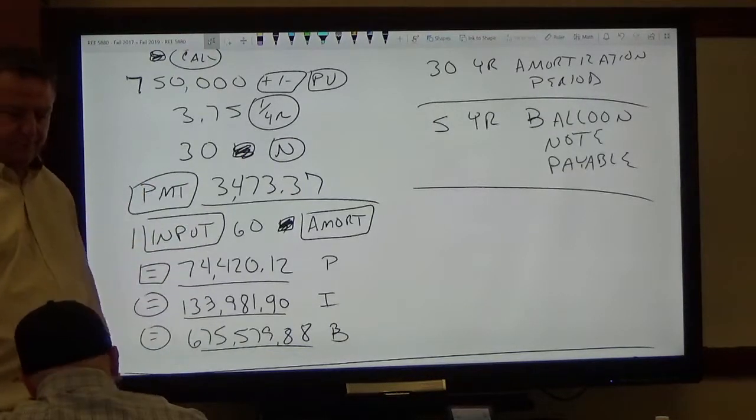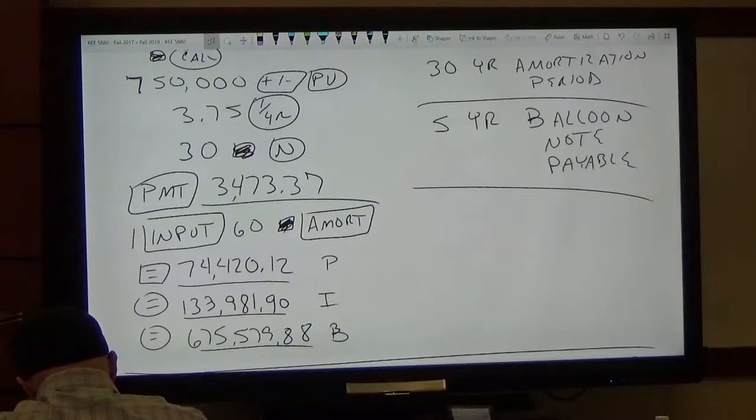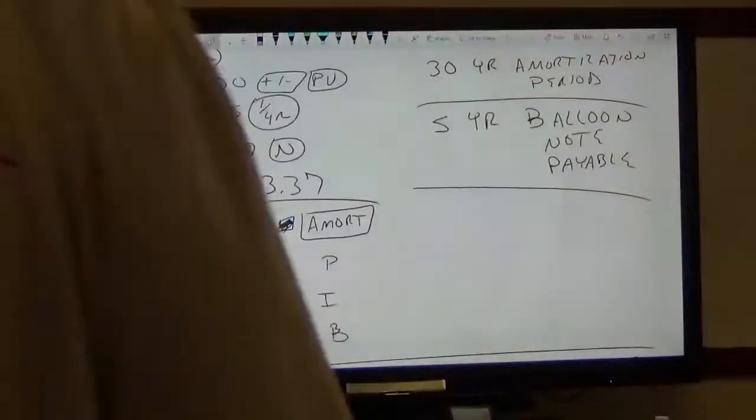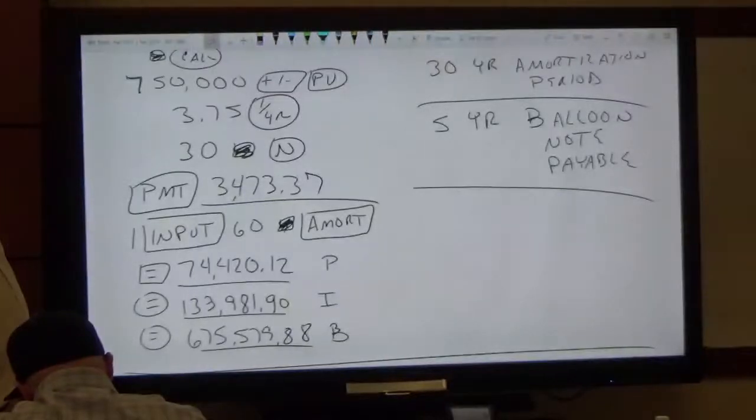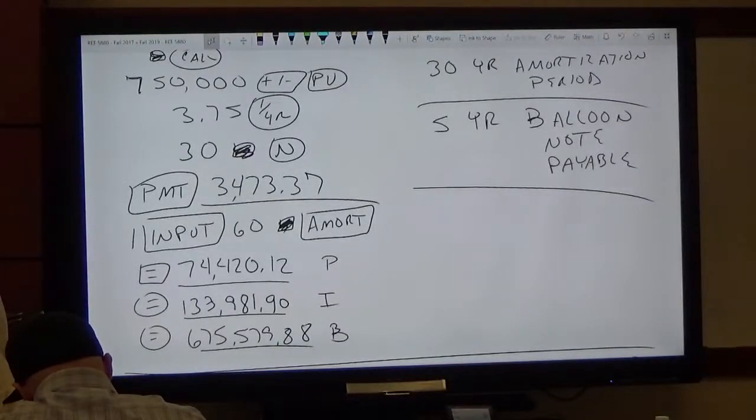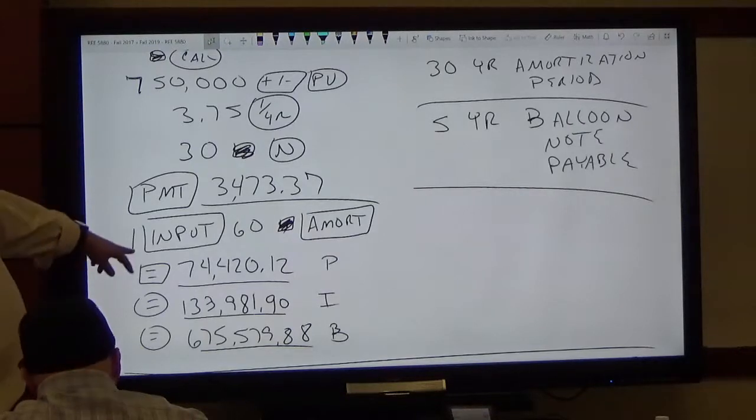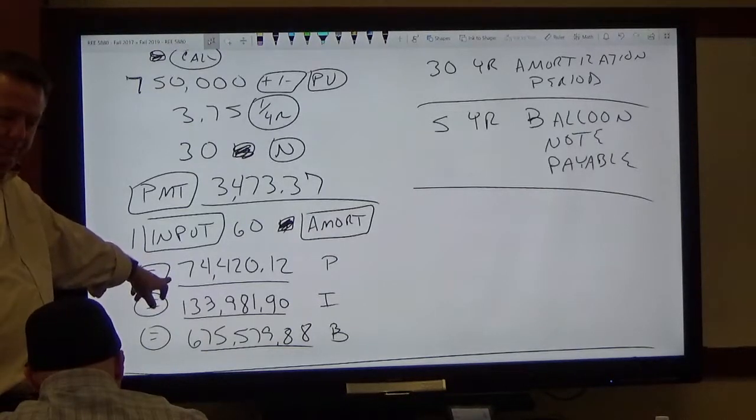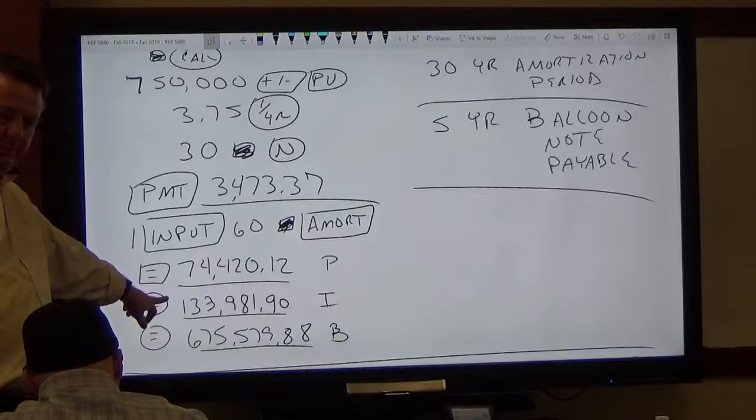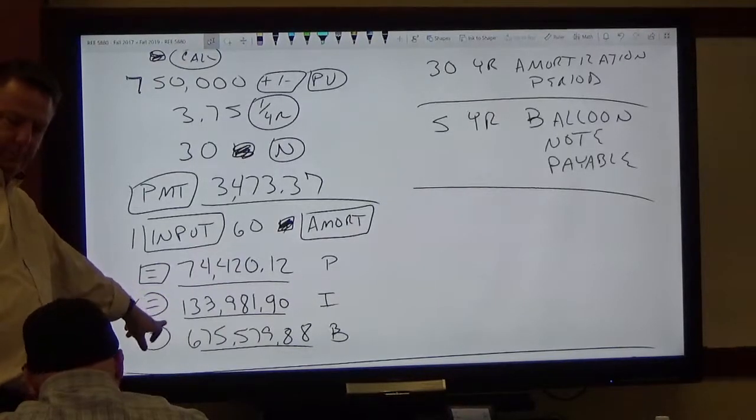Okay. So then, input. One input. Input. 60. Shift. Amortize. Equal. There you go. Okay. Equal again. There you go. Equal again. Right there.